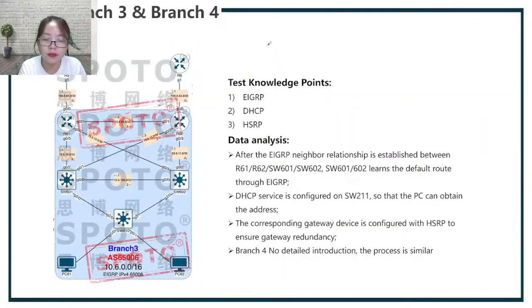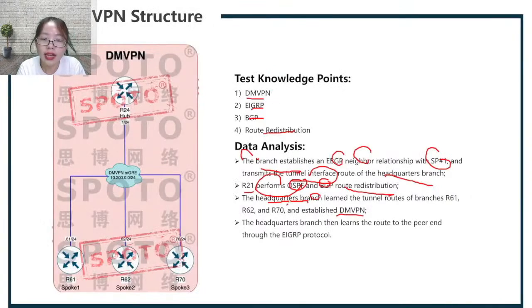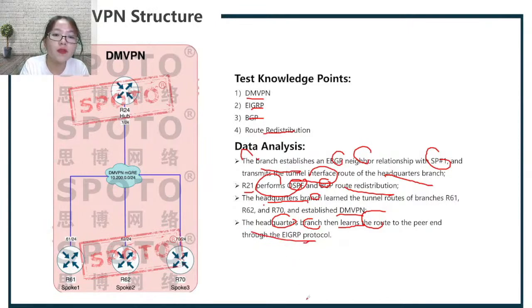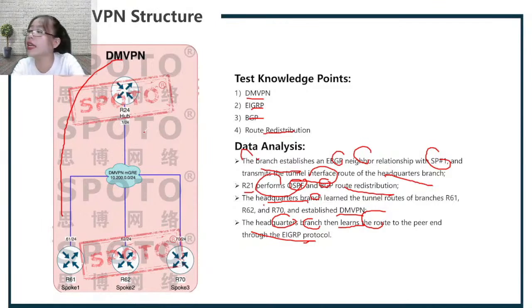And the last part, the headquarter learns the route to the peer through the EIGRP protocol. After all the devices establish DMVPN, they will establish EIGRP neighbors to learn the route. Okay, can you learn it clearly? If you have a problem, you can ask your question.